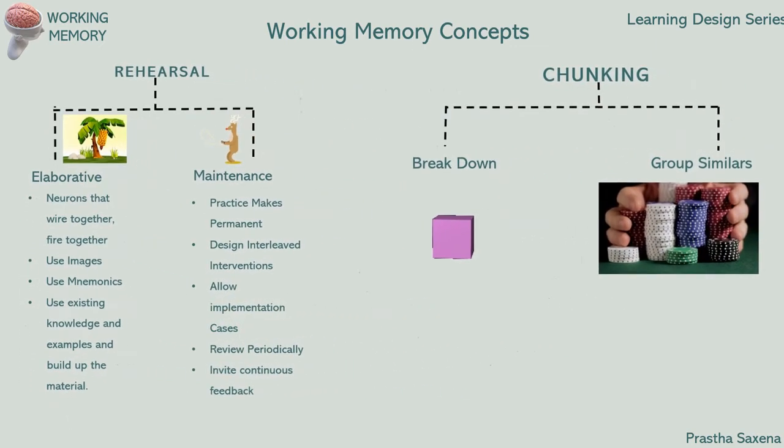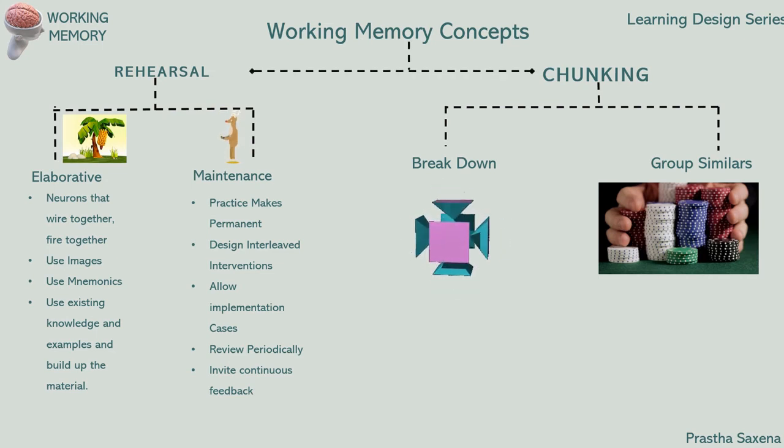The next concept is chunking. This is when you take individual pieces of information and group them into larger units, like phone numbers. You do not remember a 10-digit phone number as 10 units of separate information, but as 3 separate units of, say, 3, 4, and 3 numbers, and so on. To apply and facilitate chunking in our learning design, we can either break down or group similars. To break down, these are the things that you can do.